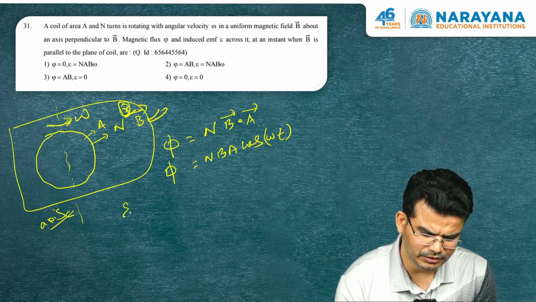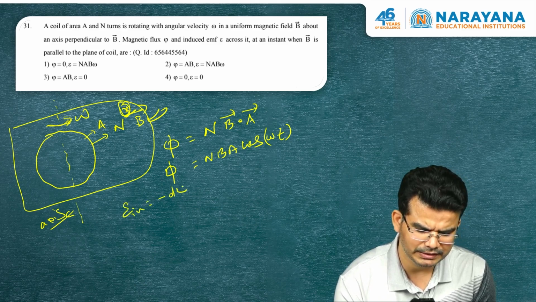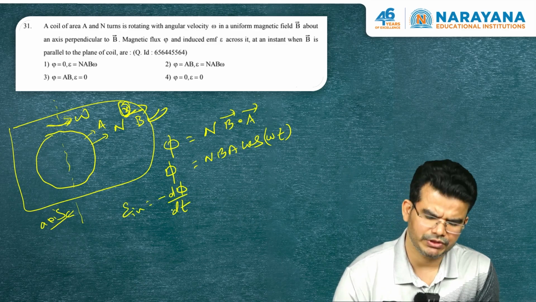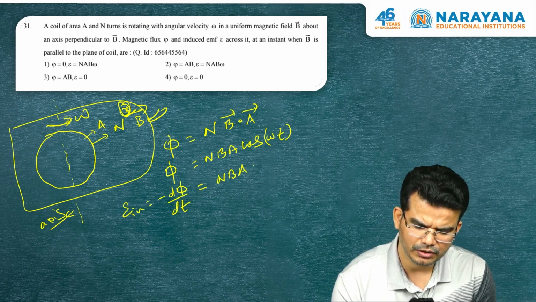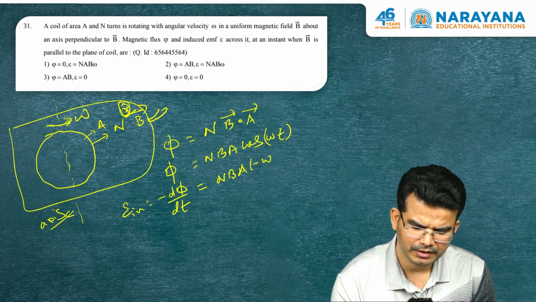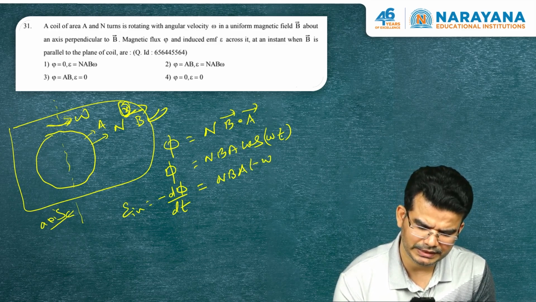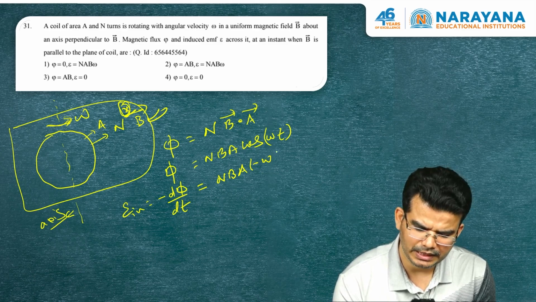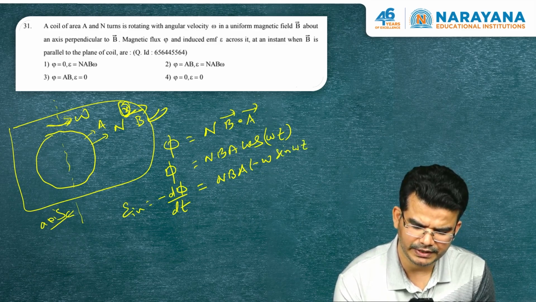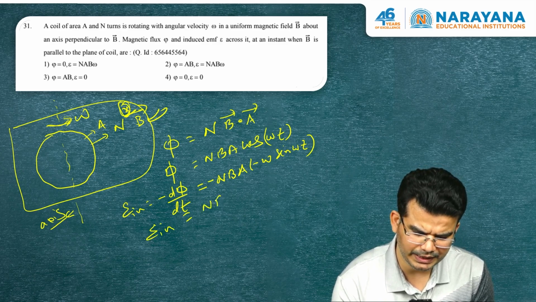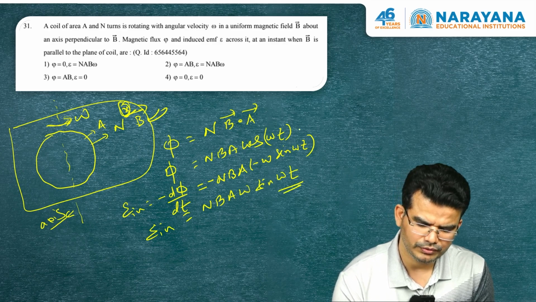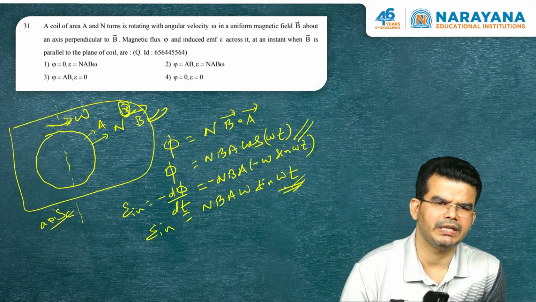Now, if I want to calculate the induced EMF, which is nothing but minus d phi by dt, it is very simple. It will be simply N B A, and cos omega t will give minus omega sin omega t on differentiation, and one more minus is there. So, the induced EMF will have a very basic formula: N B A omega sin omega t. Fine. So, we got this is the flux and this is the induced EMF.